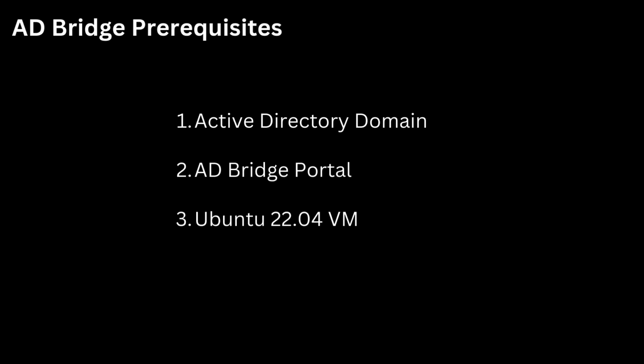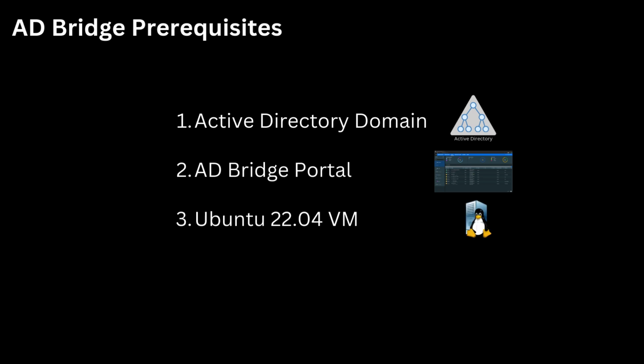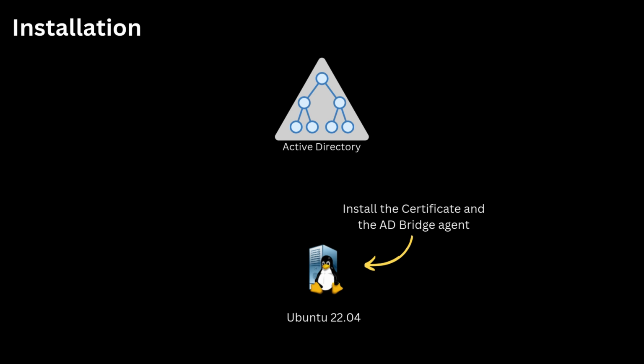There are 3 prerequisites for this setup. First is that you have an Active Directory domain. For this setup, my domain is mica.local. Of course, yours will be different. Then you also need the AD Bridge portal up and running and an Ubuntu 2204 VM for connecting to AD. We'll start by installing the self-signed root CA certificate onto the Ubuntu VM and then install the AD Bridge agent.